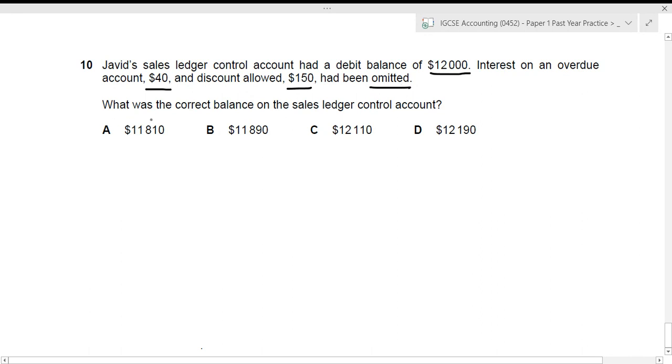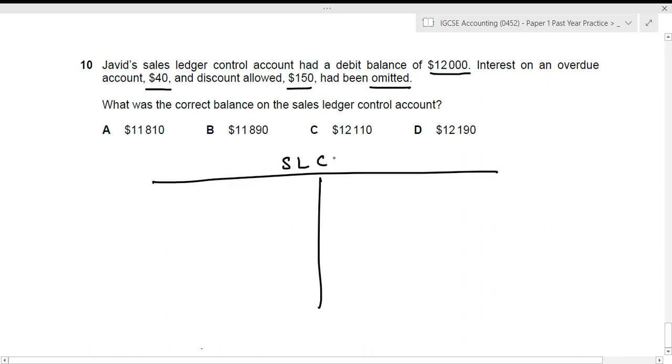So now what was the correct balance on the sales ledger control account? Which they mean after correcting the omitted figures. So what will be the correct balance of the sales ledger control account after putting these two entries where they belong? So for this, you need to draw our sales ledger control account. I'll just write SLCA. SLCA means sales ledger control account.